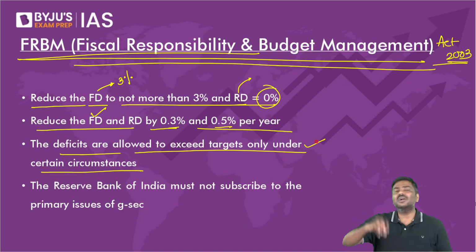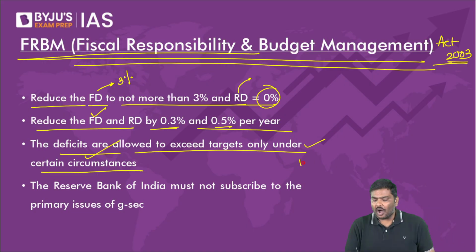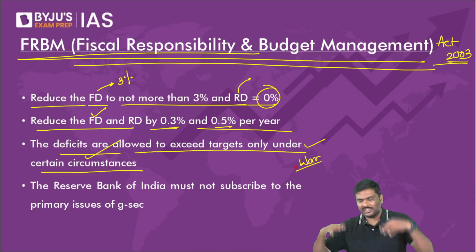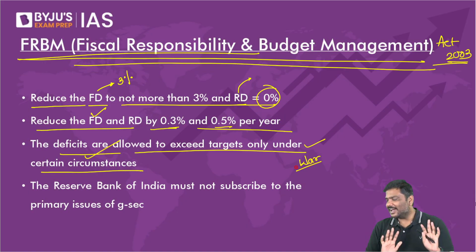I'll tell you under what situation you should be allowed to exceed the deficit targets. For example, imagine there is a war between India and another country. Think of it. During that phase of war, don't you think expenditures by government will start exceeding the target? Yes or no? All of you are able to understand the argument here?